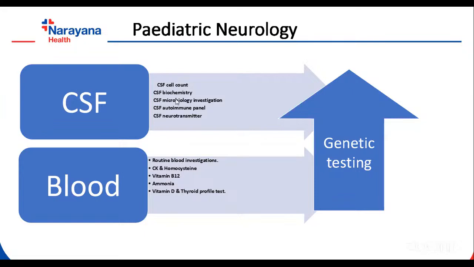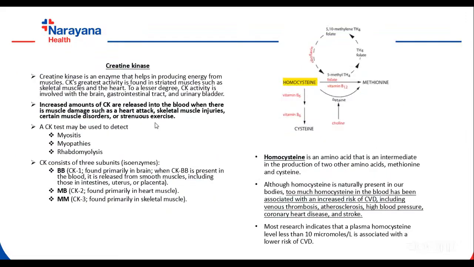In pediatric neurology, we have the basic CSF cell count, biochemistry, microbiology, autoimmune, or neurotransmitter panel. In blood investigation, we would have the routine blood investigation. We have creatinine kinase, homocysteine, B12, ammonia, vitamin D, and thyroid profile test. Along with that, a battery of genetic tests as and when required as per the condition.